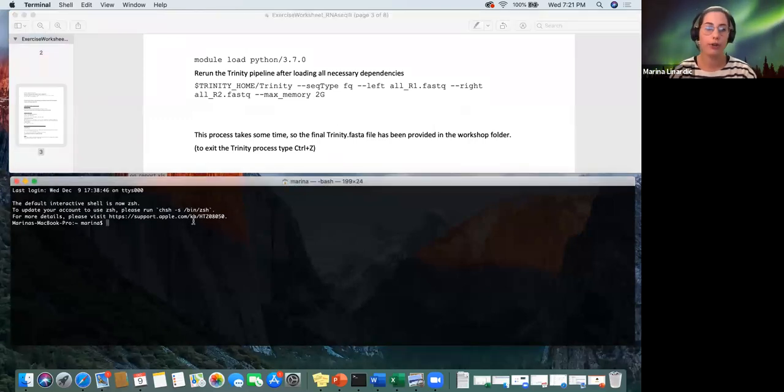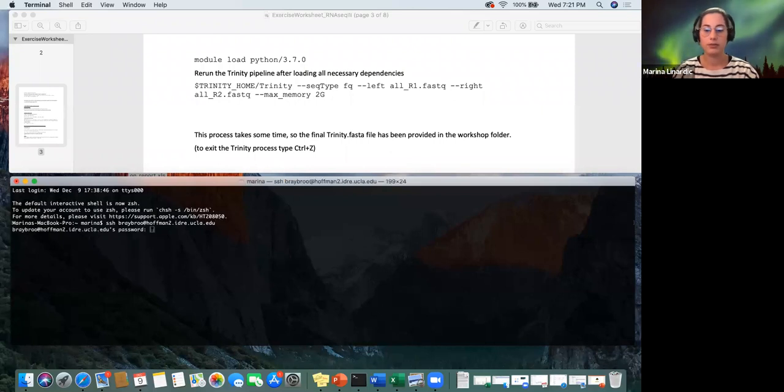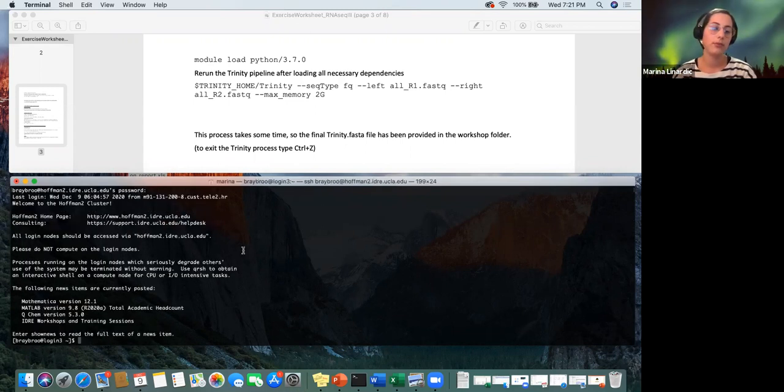So let's log on first to the Hoffman using SSH, your username, and then followed by the Hoffman. If you're using PuTTY, you can just reload the session from yesterday. And then we type in our password. And we are here.